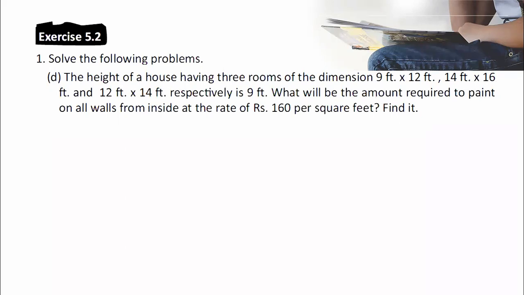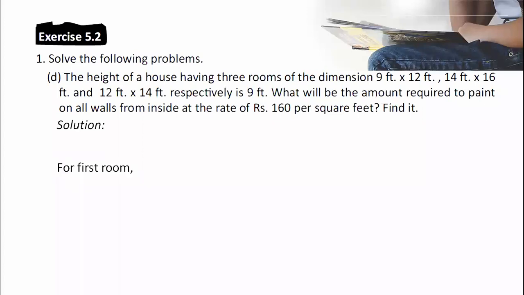Do you have it in mind? We discussed it last week. Area of 4 walls. 2h bracket L plus B is the area of 4 walls. Height is common for all, and 2h bracket L plus B we have to use for all rooms.